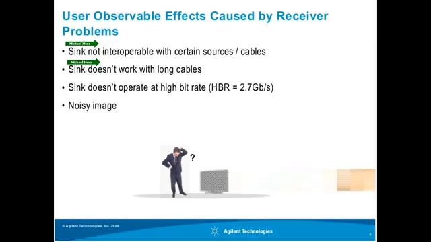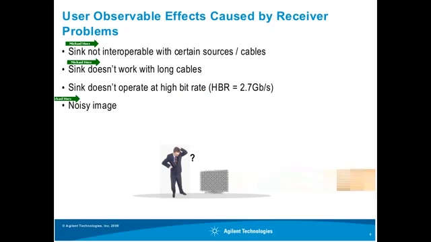And during speed negotiation between source and sink, the sink may not synchronize at high bit rate, which is 2.7 gigabits per second. Or in the end, you could also see a noisy image, which reminds you maybe of the old days of analog TV. So you could also observe bit errors in the digital data as a noisy image.